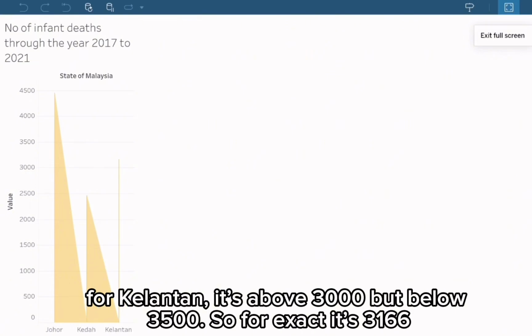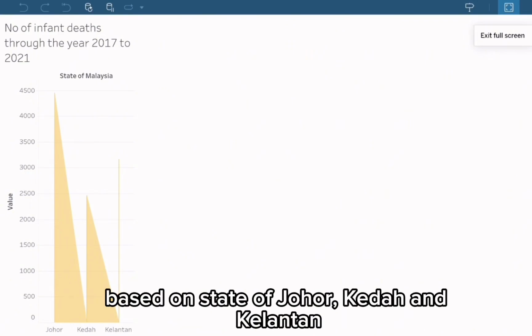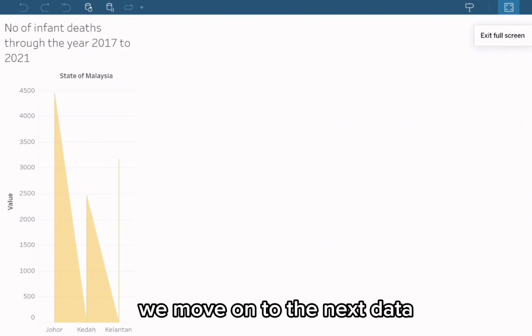And for Kelantan, it is above 3,000 but below 3,500. The exact is 3,166. That is the number of infant deaths through the year 2017 and 2021 based on the states of Johor, Kedah, and also Kelantan. So we move on to the next data.